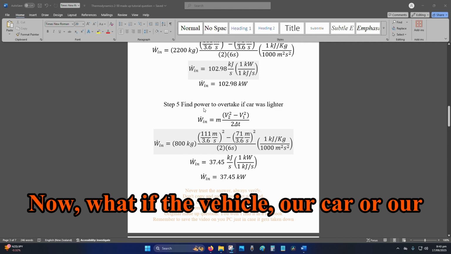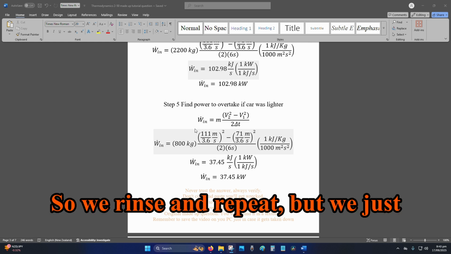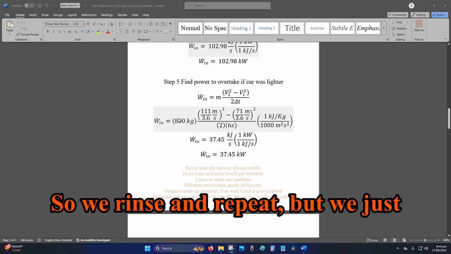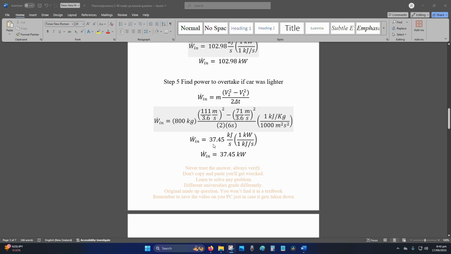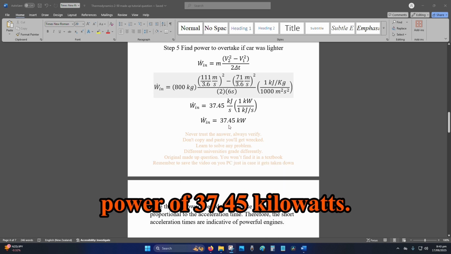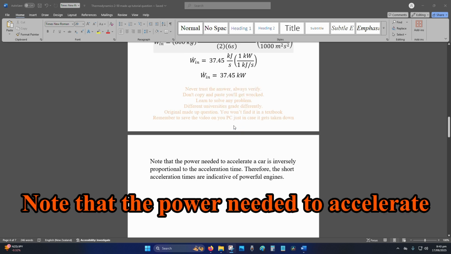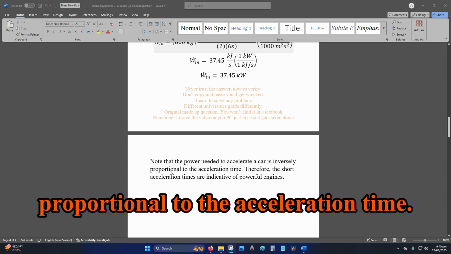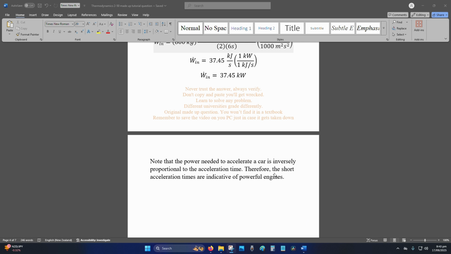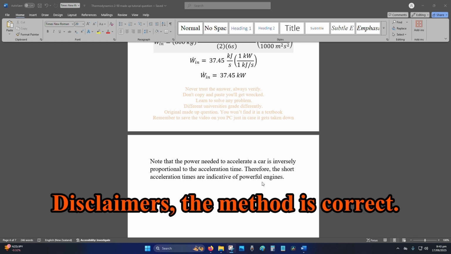Now, what if the vehicle, our car, is 800 kilograms? So we rinse and repeat, but we just change the mass to 800 kilograms. And we will get a power of 37.45 kilowatts. Note that the power needed to accelerate a car is inversely proportional to the acceleration time. So the shorter the acceleration time, the more powerful the engine.